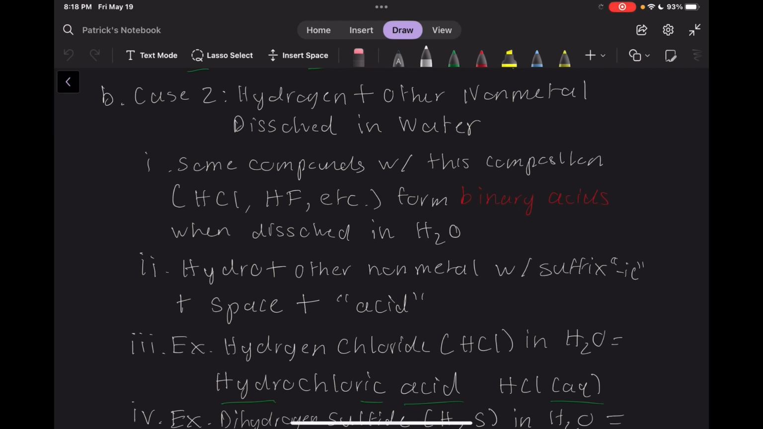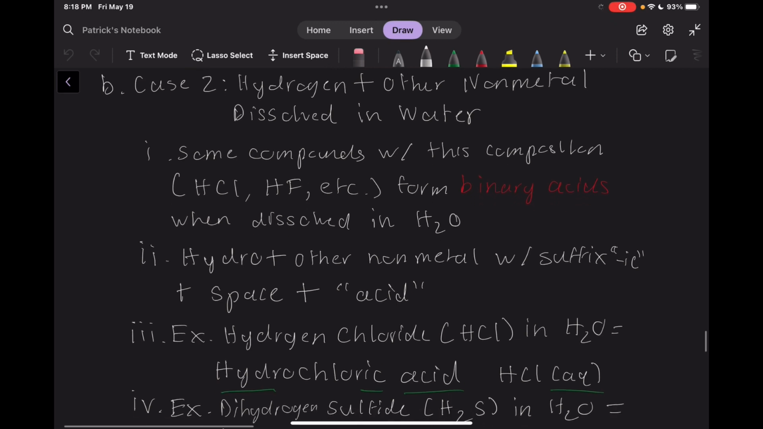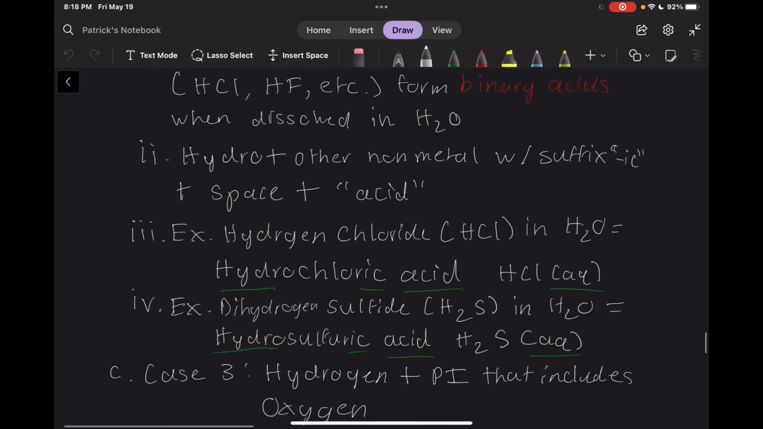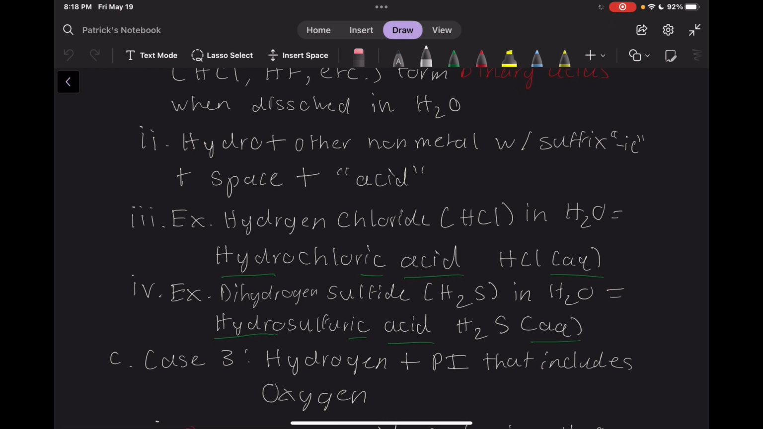To name binary acids, we begin with the prefix hydro, a prefix that tells us hydrogen is present. Attached to this prefix is the name of the other nonmetal ending with the suffix -ic. After this comes the space, and after the space comes the word acid. Here are 2 examples. When the compound hydrogen chloride, or HCl, is dissolved in water, it becomes hydrochloric acid.